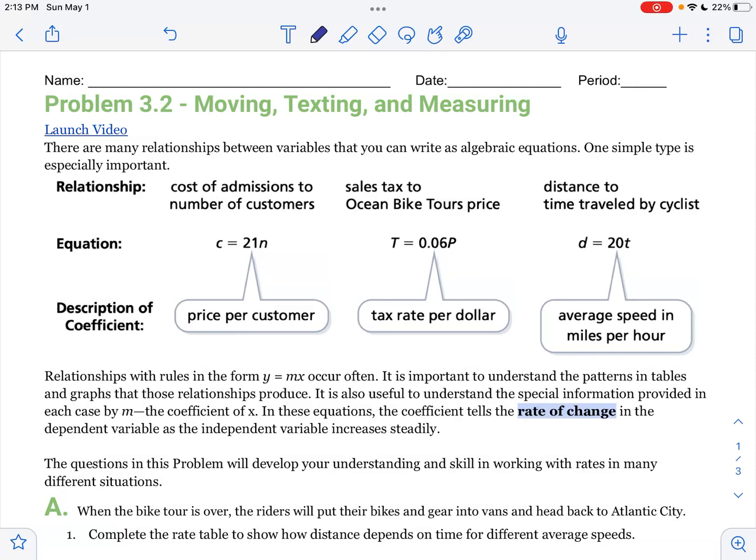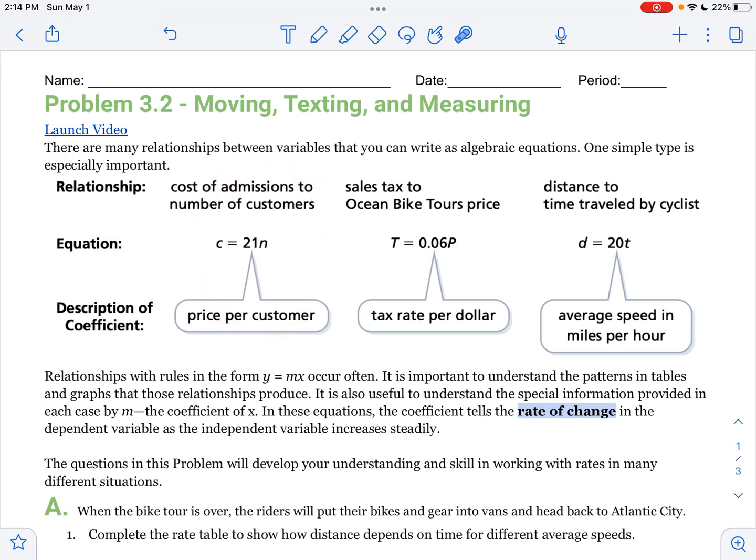Moving into problem 3.2, this is called moving, texting, and measuring. In this problem, we're going to continue building on our understanding with equations that we started in 3.1, specifically looking at a certain format that occurs very often in math. There are many relationships between variables that you can write as algebraic equations, and one simple type is what we see here. In this example, comparing the cost of admissions to the number of students.